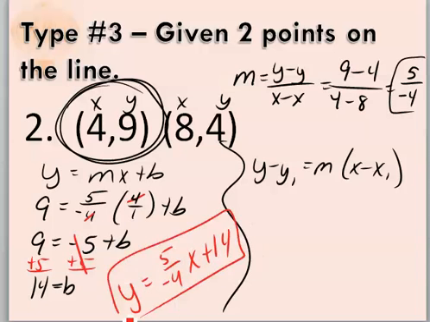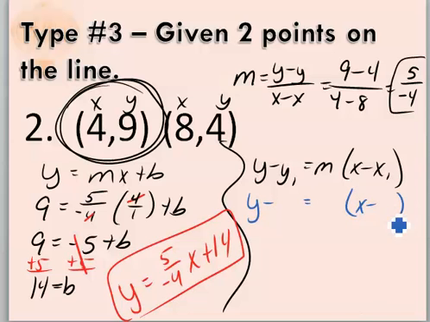Remember, all of your final answers should have the letter y, the letter x, your slope, and your y-intercept. Using point slope, first y and the first x, stay x and y. The y value from the point was 9. The slope we found was negative 5/4, and the x value from the point was 4.